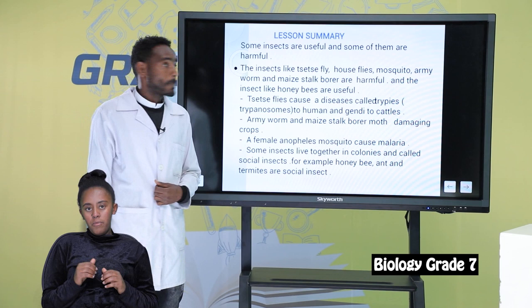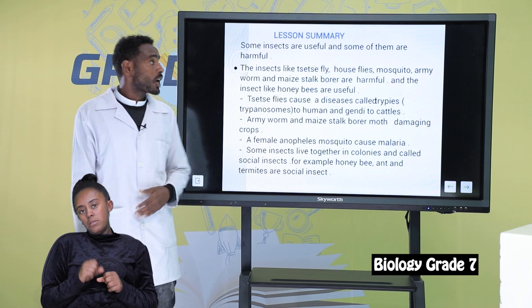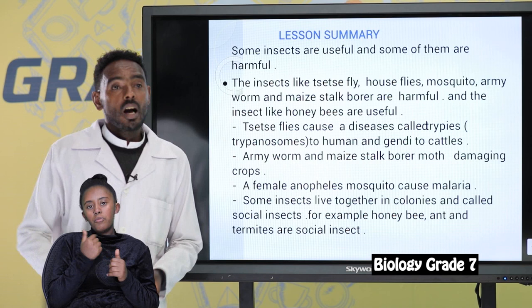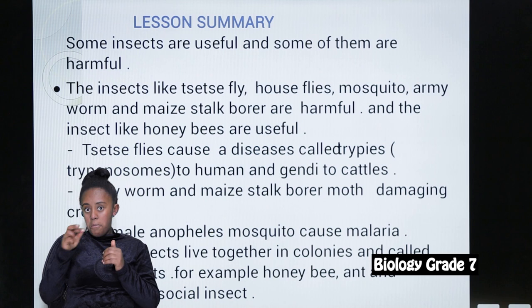Now we summarize what we have seen up to now. Some insects are useful and some of them are harmful. If you take a useful insect, we can take the honeybee. The honeybee is the most important to human beings, and because of this, it is a useful insect. Insects like armyworm, maize stalk borer, mouse, and also locust are called harmful insects.